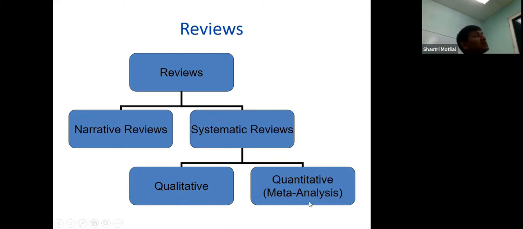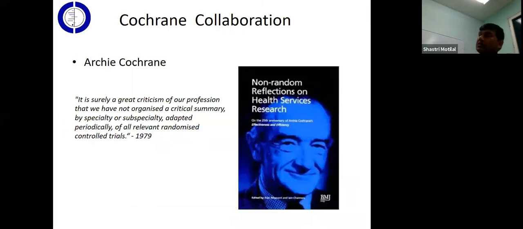And we'll see what the quantitative systematic review means, this thing called a meta-analysis, right? So we'll come to that just now. So the whole thinking behind systematic reviews was because of this guy. You all probably heard about the Cochrane collaboration. The Cochrane collaboration really is a repository of a whole set of systematic reviews, right? If you want to find a systematic review, you could look on this collaboration.